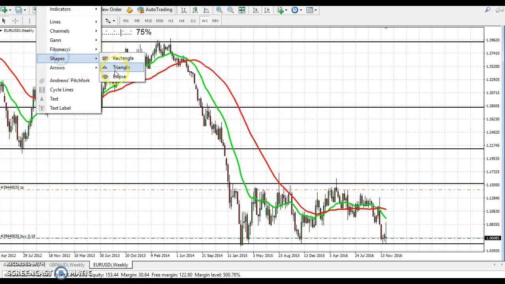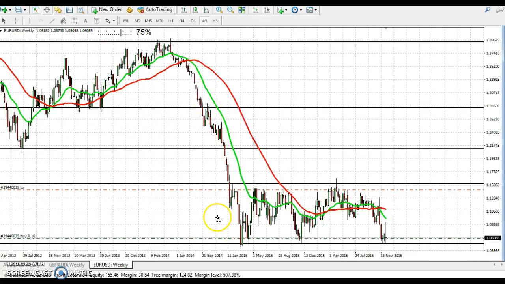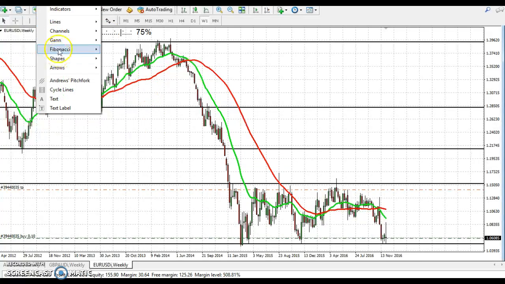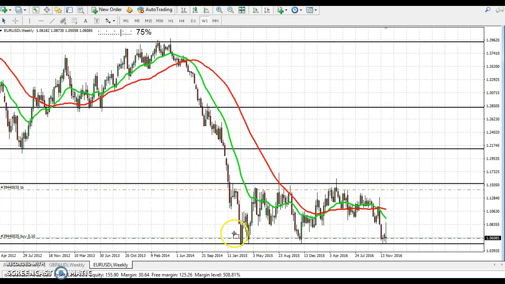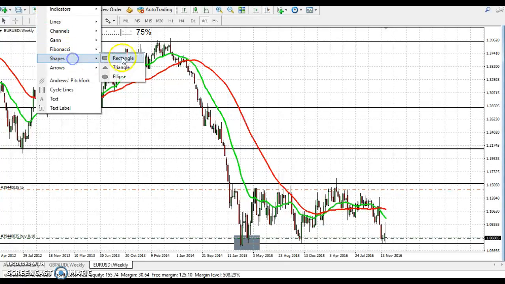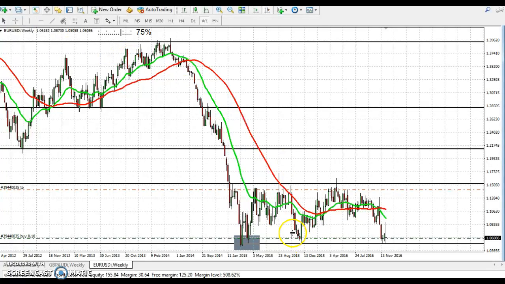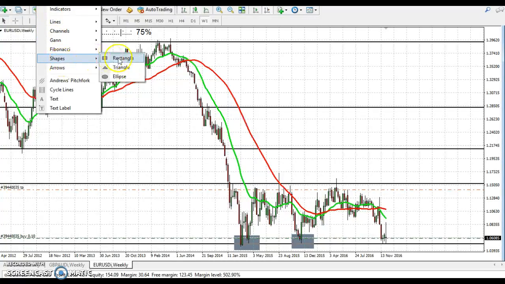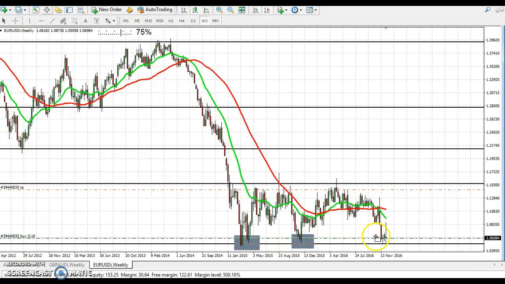Go ahead and draw those out. Make a rectangle instead. Still see a triple bottom touch. That's 1, 2, and I'm on the weekly Euro USD. This is a chart of 2016 November, so you can go ahead and use this for your current analysis. Go ahead and put this in.